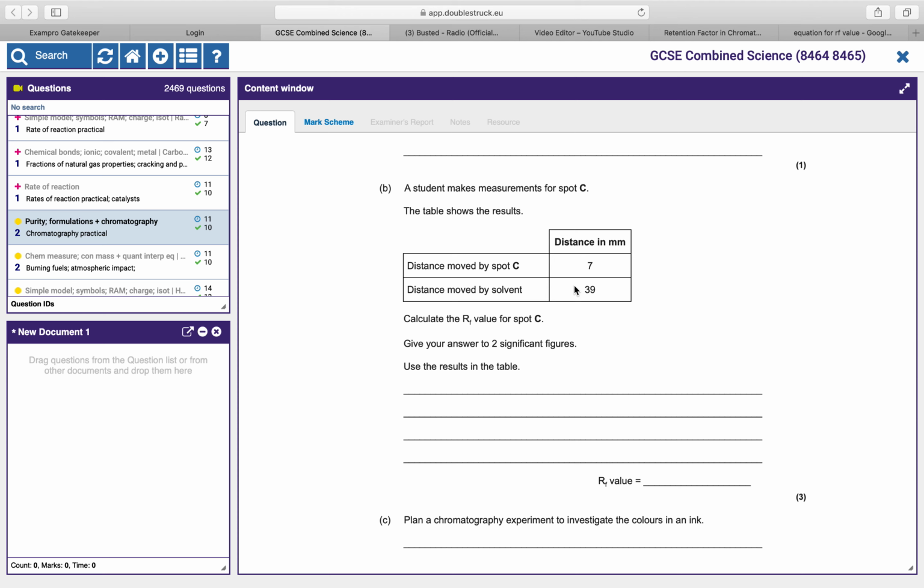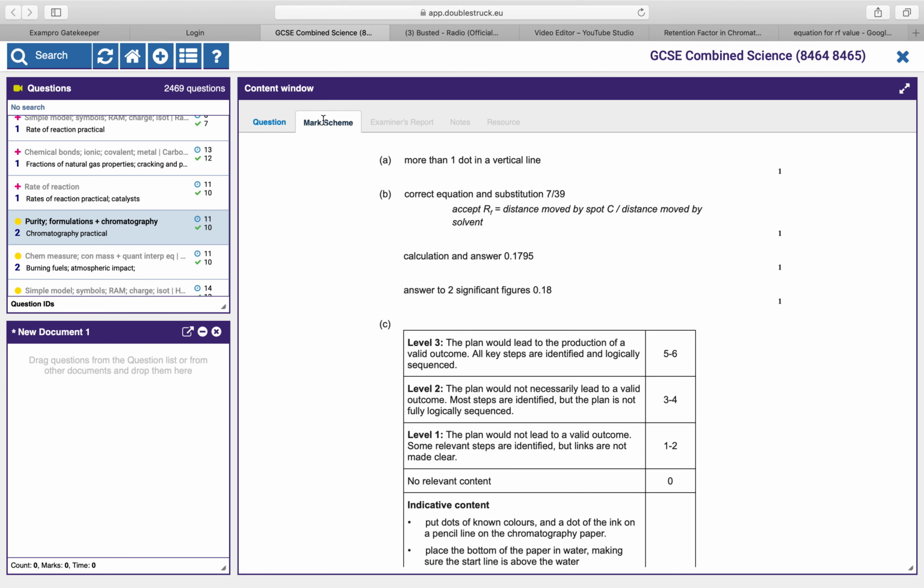So if you get a number larger than 1, then you've done it the wrong way around. Okay, so if you've done 39 divided by 7 and you get a number larger than 1, then you'd realize, actually, wait, hang on a second, I've done it the wrong way around. I'm going to do 7 divided by 39. And you'd get your answer there.